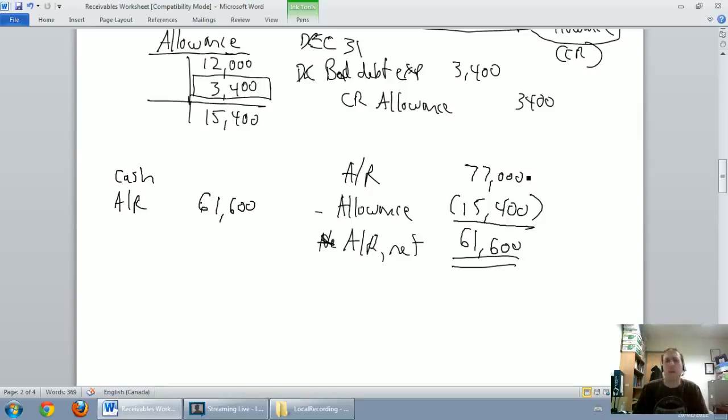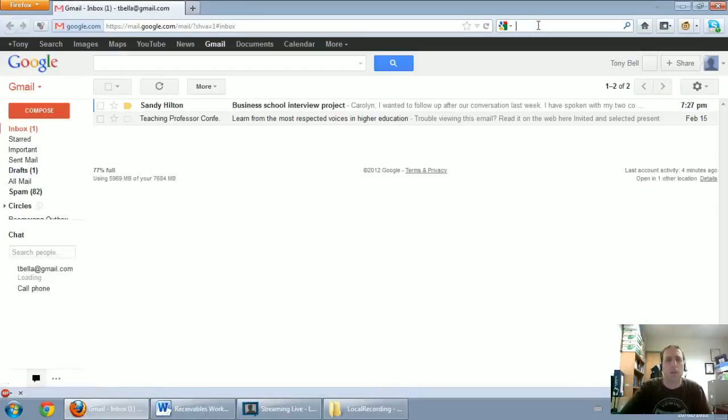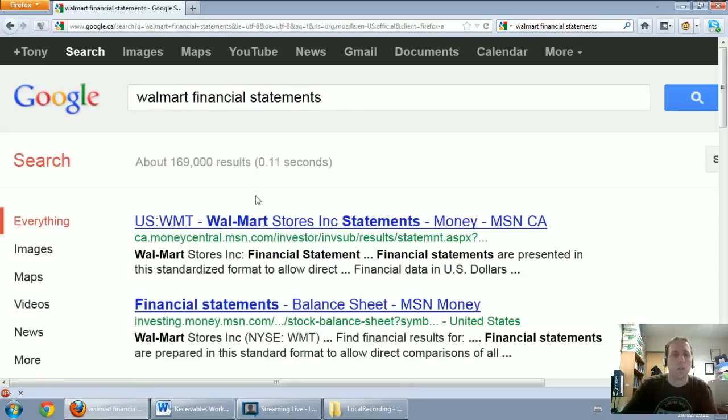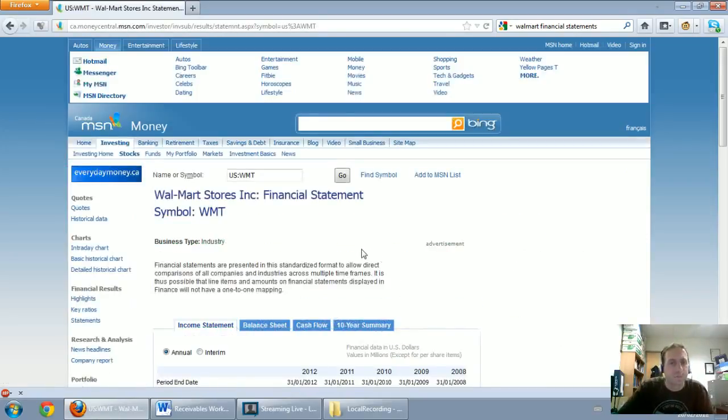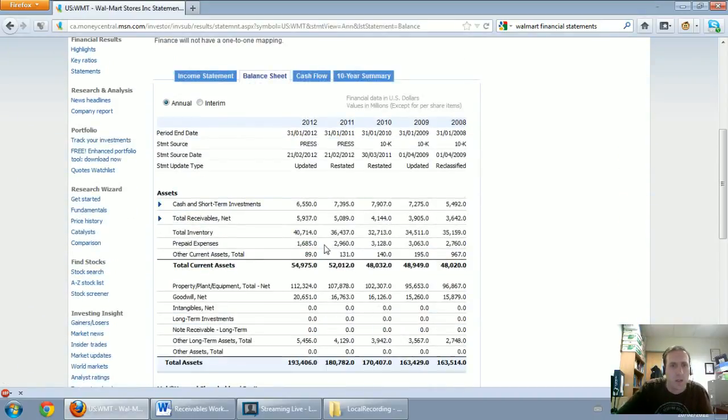But on the face of the balance sheet, if we Google our favorite company, let me Google, I don't even know, let's see, oops, I probably shouldn't open my Gmail in front of everybody. Walmart financial statements. If I Google them, let's find their balance sheet. Total receivables, net.